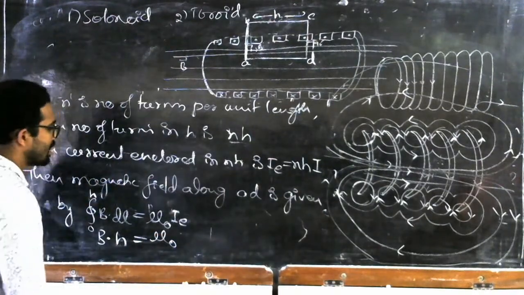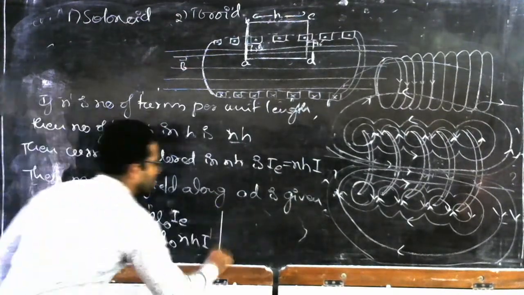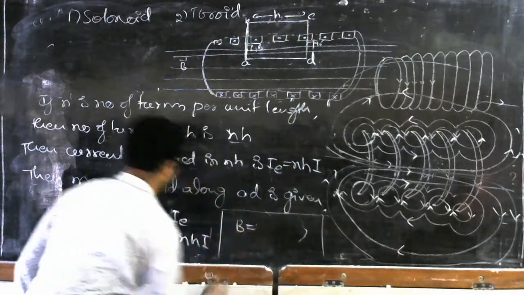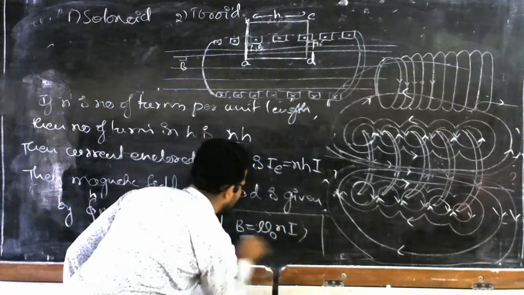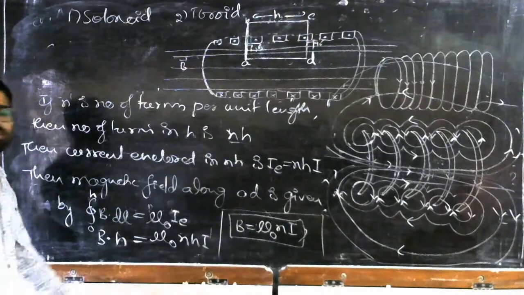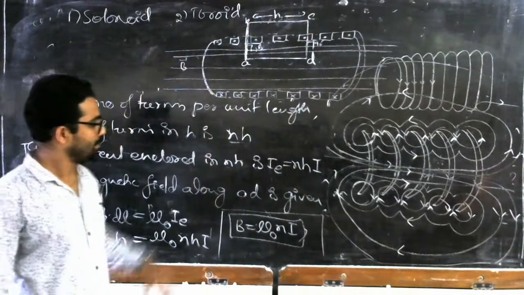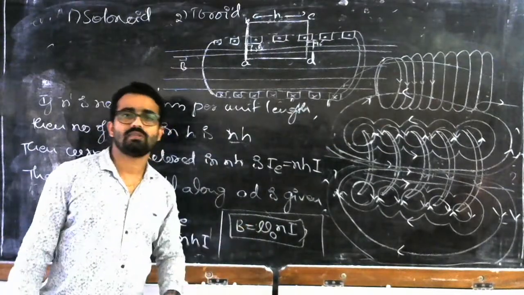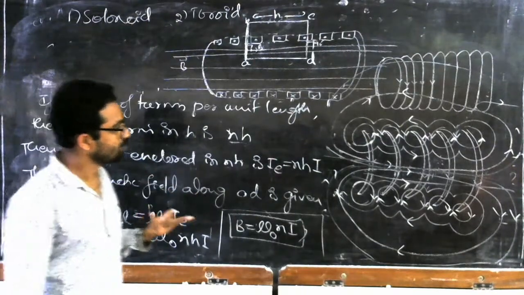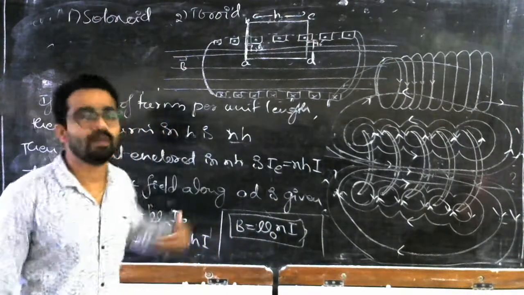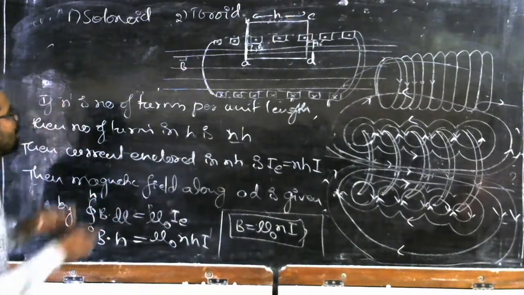Substitute the value for I enclosed, I enclosed is equal to N into h into I. So B is equal to mu naught N I. This is the equation for the solenoid. So the equation for the magnetic field in a solenoid is B equal to mu naught times N into I. From this concept, what you can understand is that there is a strong magnetic field in the center. So that is the concept of the solenoid.